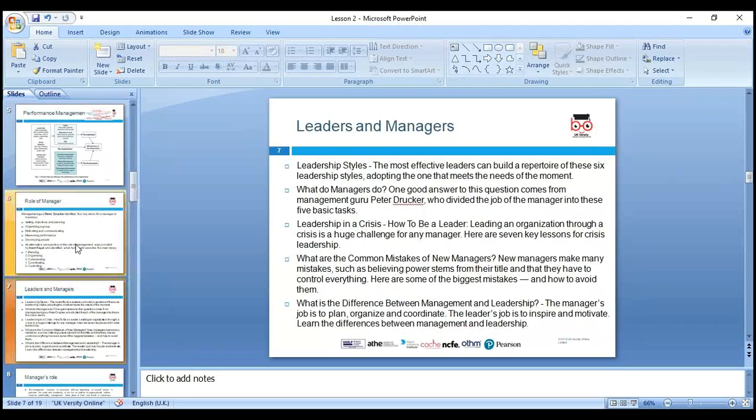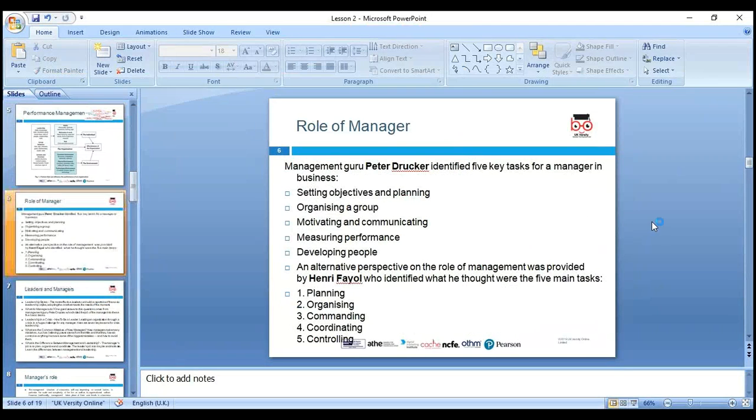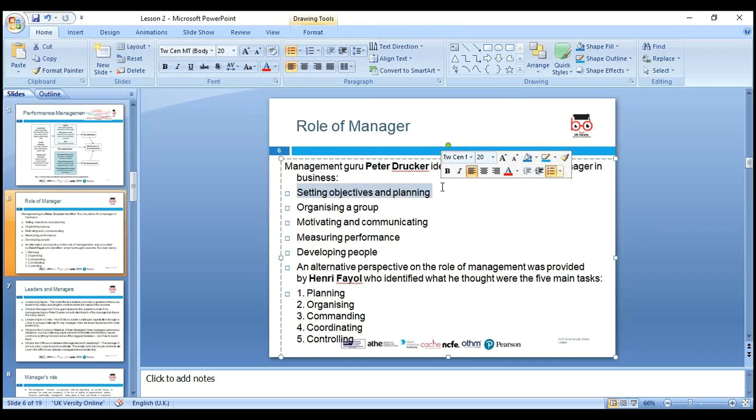Next we're looking at, if you are a manager, what is your role? The management guru Peter Drucker identified five key tasks of a manager. First, setting objectives and planning. If you're a functional manager, it can be a functional objective.